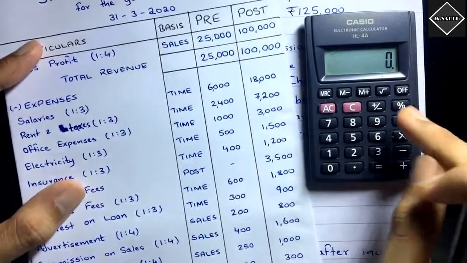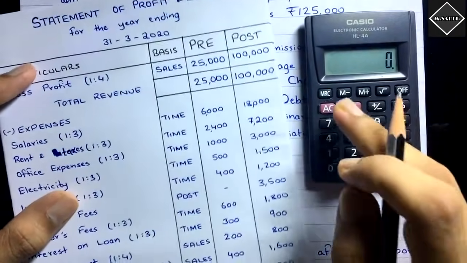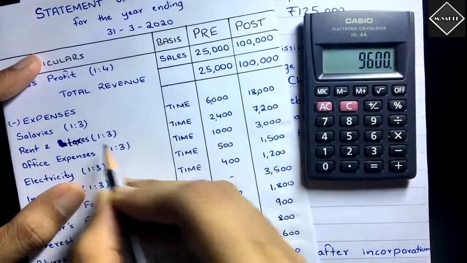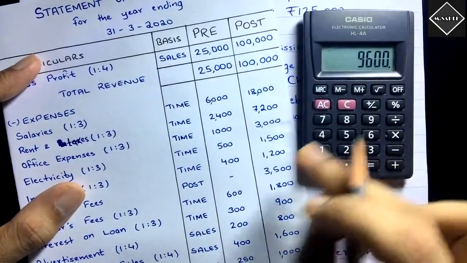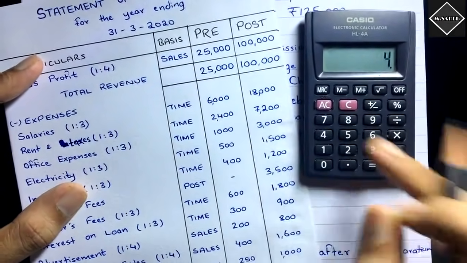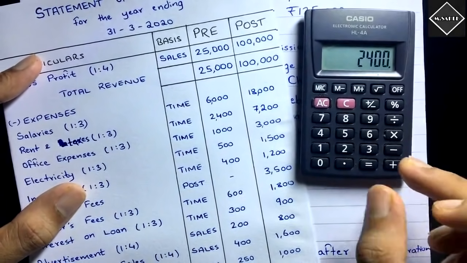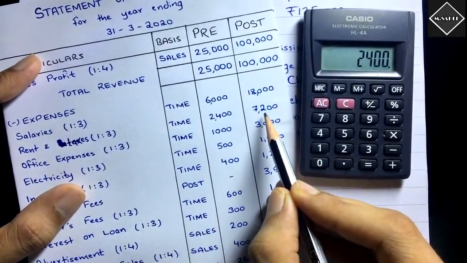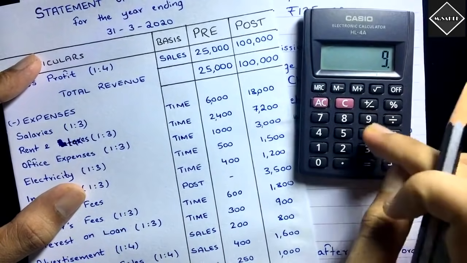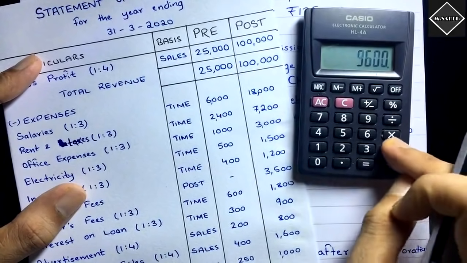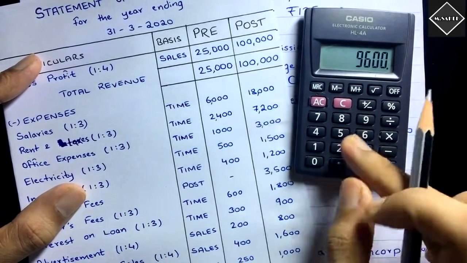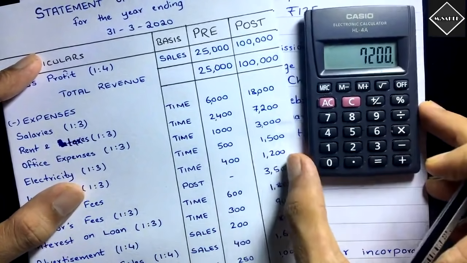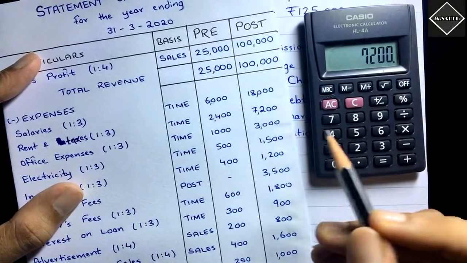Time ratio 1:3. So how much is it? 9,600 into 1 divided by 4, 1 plus 3, that gives you 2,400. So 2,400 goes to the pre-column. And then the remaining will go to the post column. 9,600 was the total rent minus 2,400, which has gone to the pre-column. So the remaining is 7,200, which will go to the post column. Simple, right?